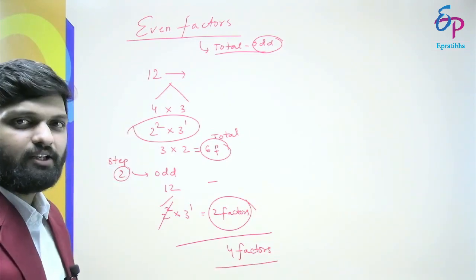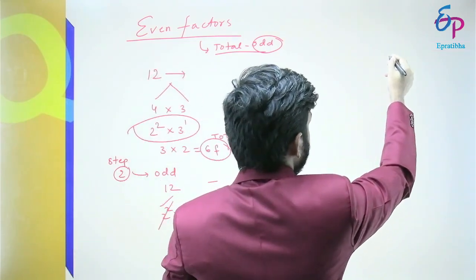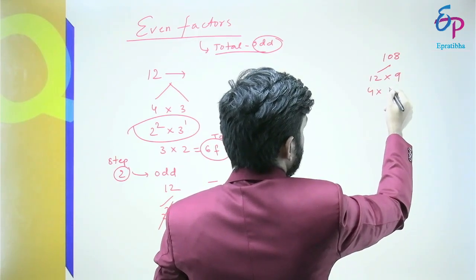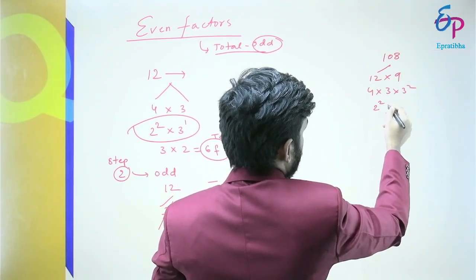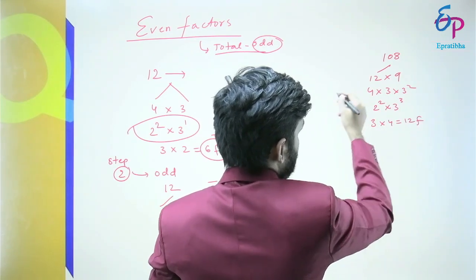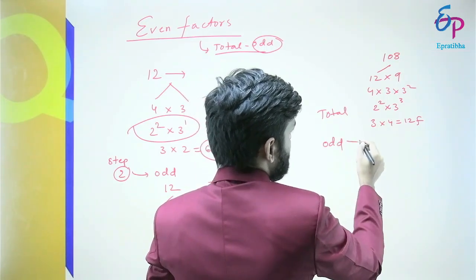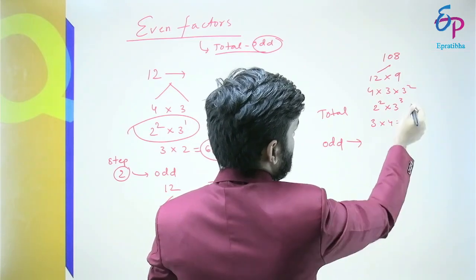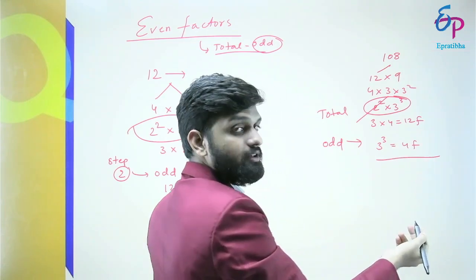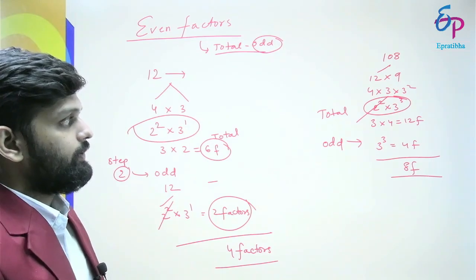Don't you think this is a lengthy method? So if you take one more example, let me take 108. This is 12 into 9, this is 4 into 3 into 3 square, that is 2 square into 3 power 3, that means 3 into 4, total 12 factors are there. So this is the total factors. When it comes to odd factors, what do you have to do? Eliminate the even part, 3 cube is there, that means 4 factors are there. Total 12 factors minus 4 factors, it is 8 factors. But this is a 2-step process.